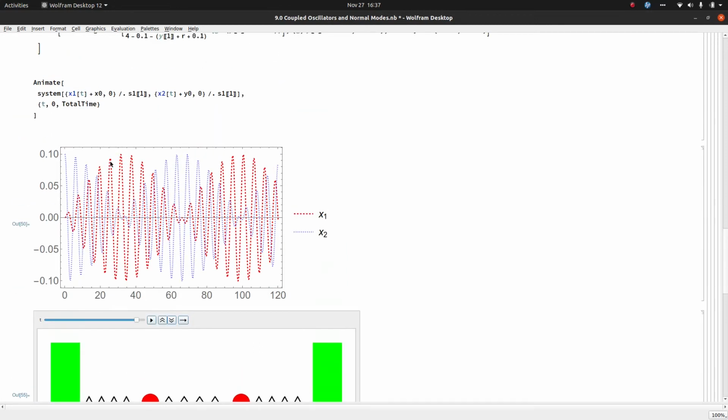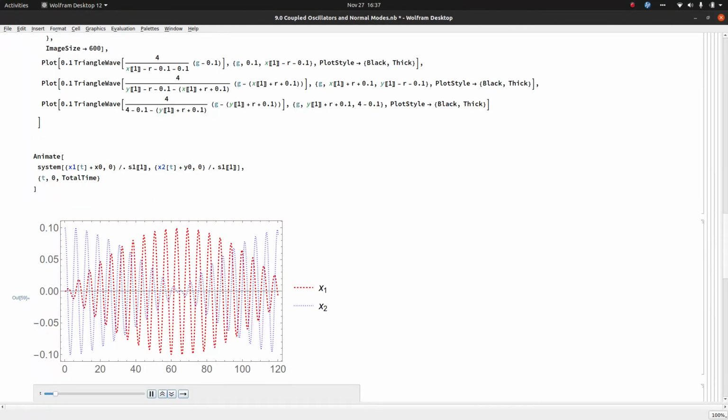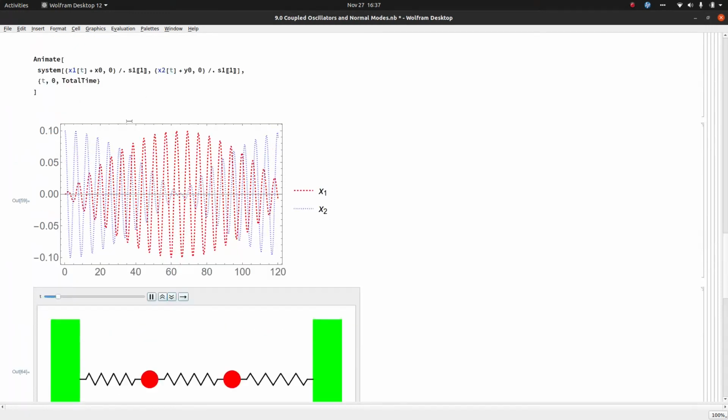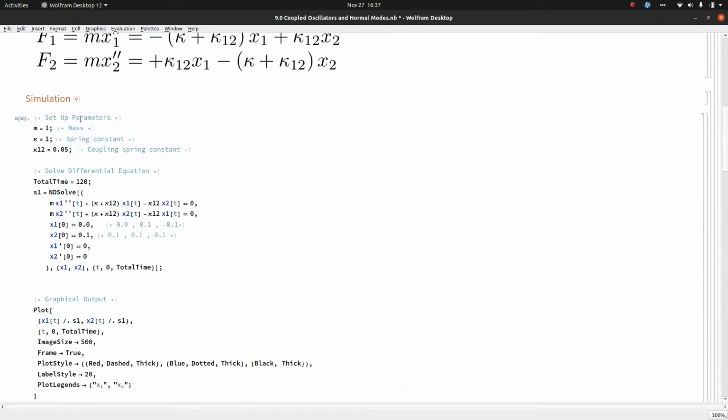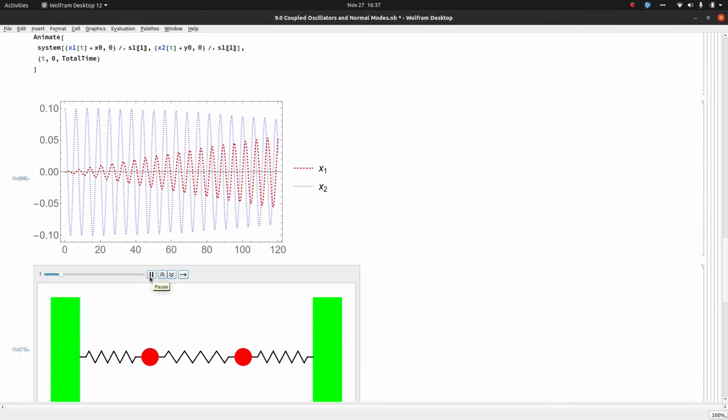And you can see, if I make that coupling even weaker, you can see it takes even longer for that energy to transfer back and forth. So we had a few cycles in, now we're only getting about 1 cycle in. And if I make it even smaller, you can see it takes even longer for that energy to pass back and forth between the two.